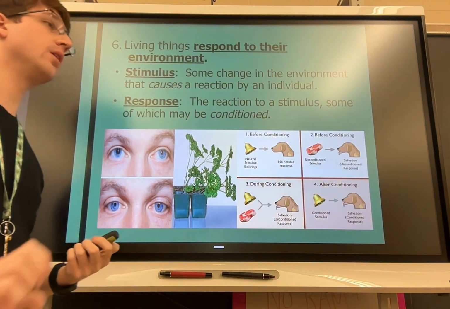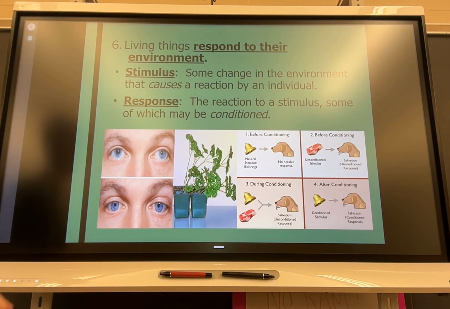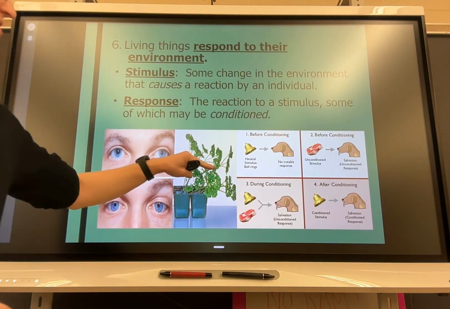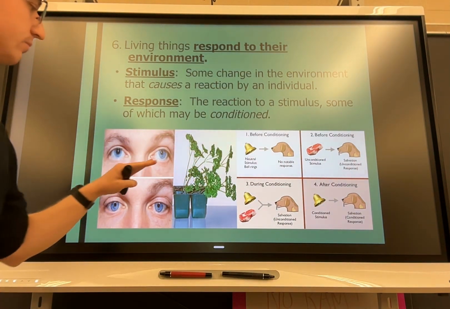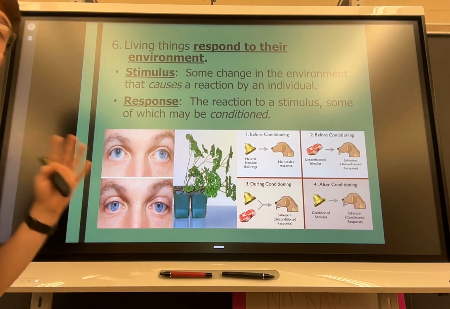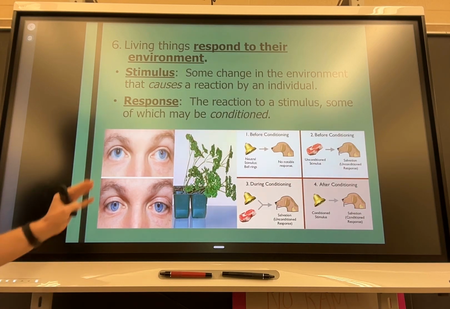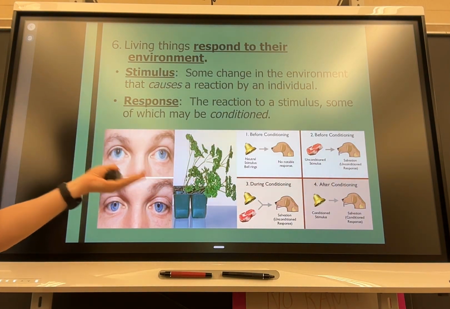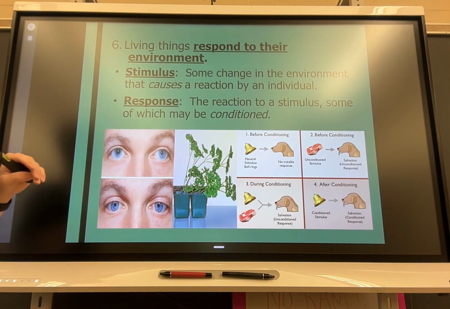Plants will move in accordance to where the sun is. You can see this especially in plants that don't receive a lot of sunlight. This is called etiolation, or stretching. You can also see this in sunflowers that follow the pattern of the sun throughout the day. So these are all responses to some sort of stimulus. In this case, light for both of these.